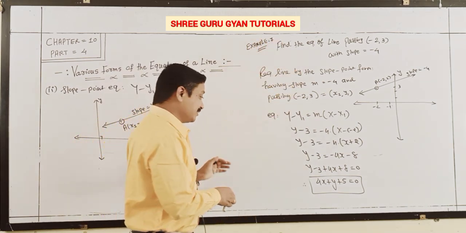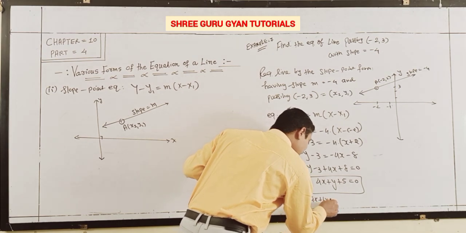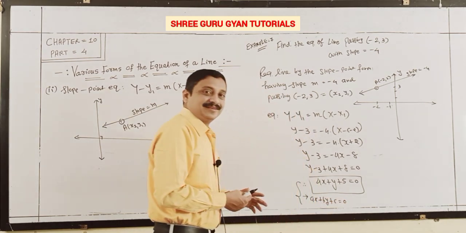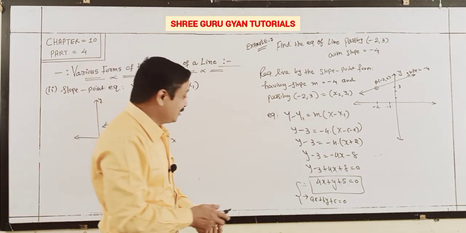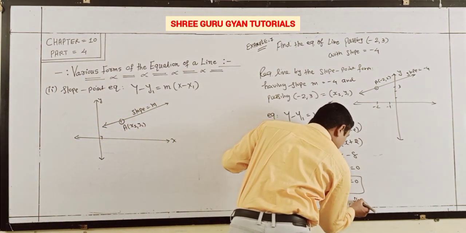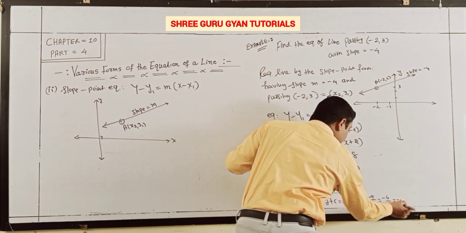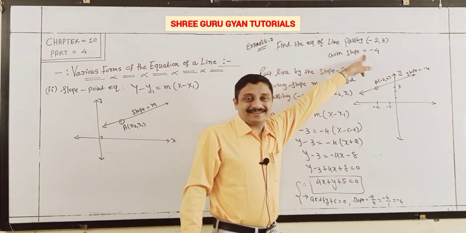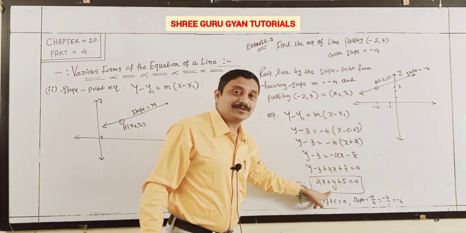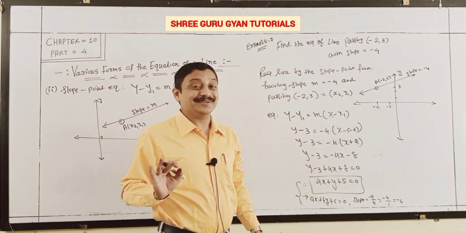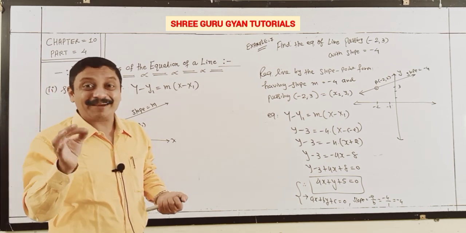You can also check here. This line is in the form ax plus by plus c, the standard form. And you also know the slope formula: minus a by b, just for verification. So minus 4 by 1; check, minus 4 is coming there. And if you substitute minus 2 and 3 in place of x and y, you definitely get 0. So here, students, our second point, the slope point equation, is easily and happily done.